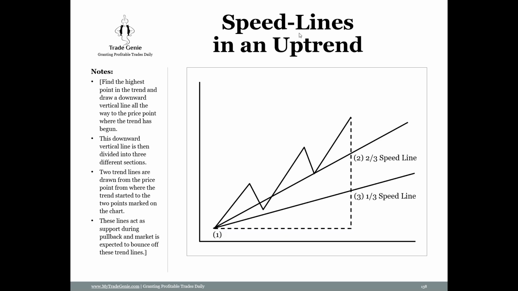What we do in the speed line, to figure out the support levels for the retracement, is drop one straight vertical line from the high to the price point from where the market started its uptrend. If this is the current high, we take it all the way down to where the trend started.